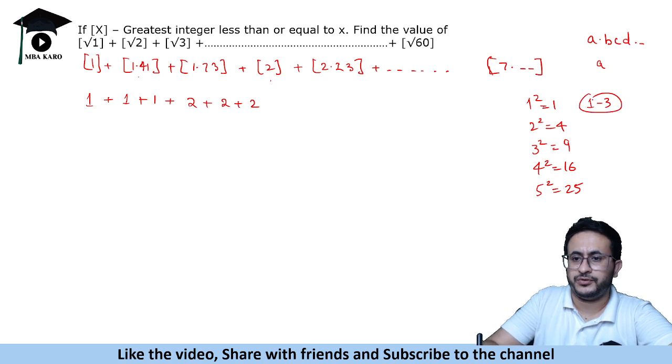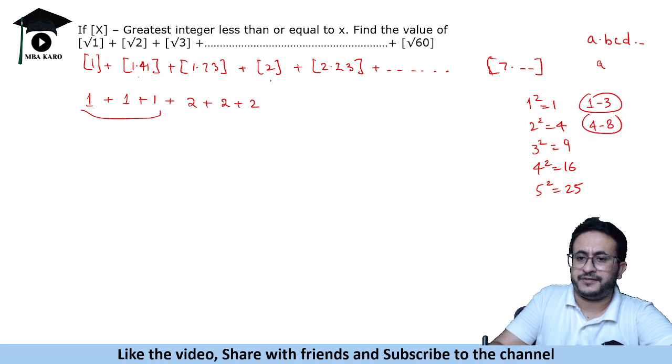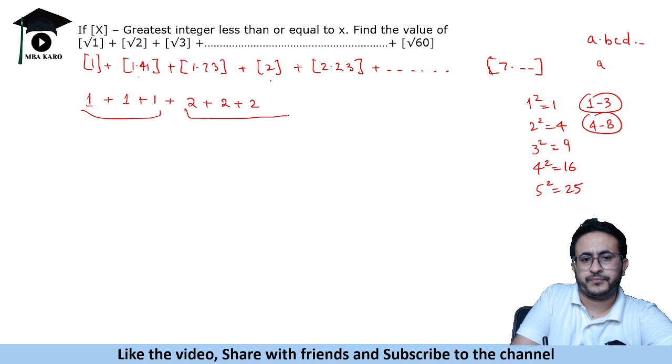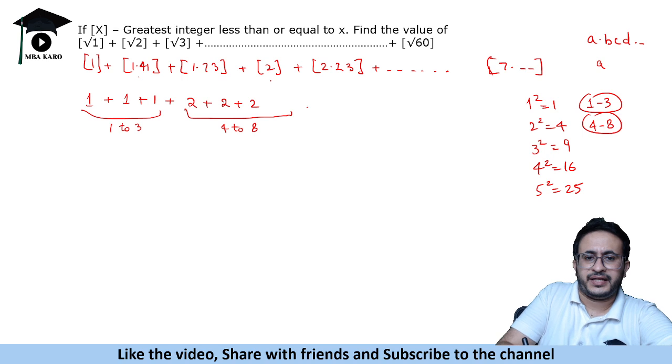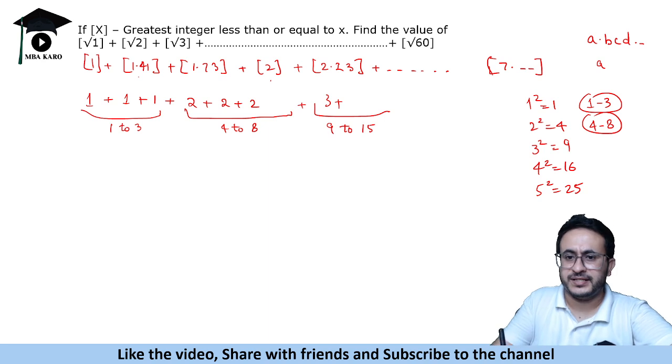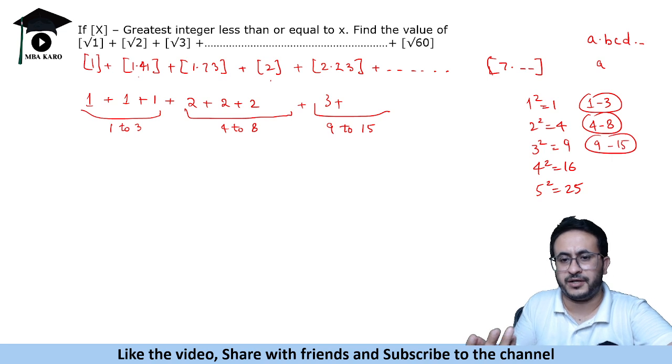So from 1 to 3 we have the value as 1. Then from 4 to 8 we will have the value as 2. Then we will have the value as 3 from 9 to 15. Why 9 to 15? Because 9 is 3 square, so we start from 9 and go on till 15, because 16 will become 4 square.